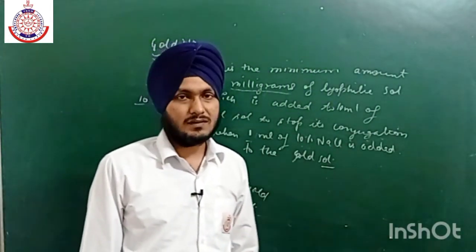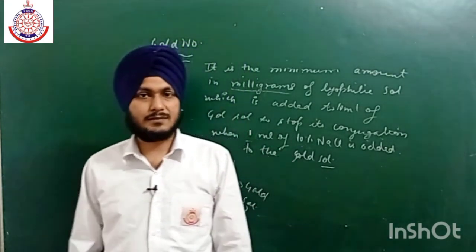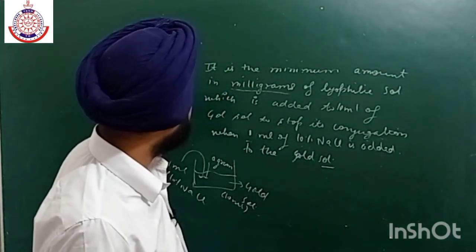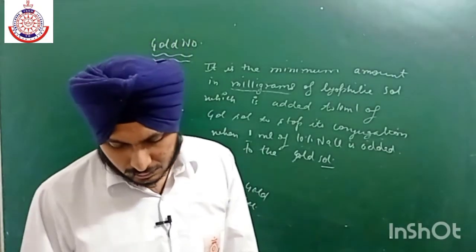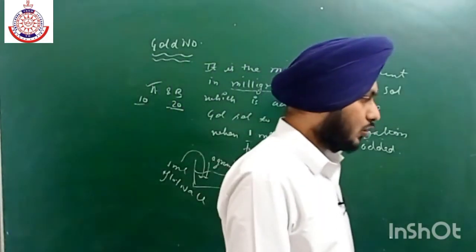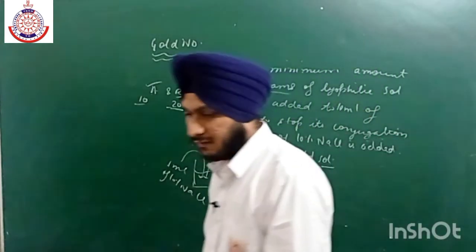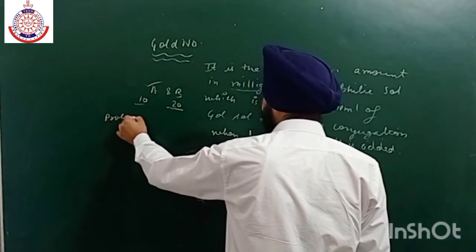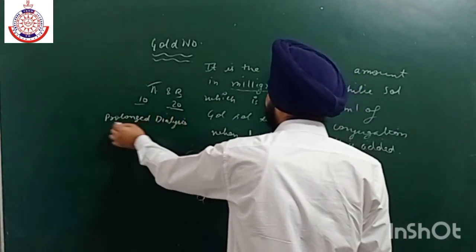Okay, now what are the methods which we have discussed in order to coagulate? The very first method is centrifugation. We can easily do centrifugation, and the next method is just by adding any electrolyte. ठीक है, किसी भी electrolyte को अगर हम add करें, we can easily do the coagulation. There is also a method that is known as prolonged dialysis. Now what is this prolonged dialysis?